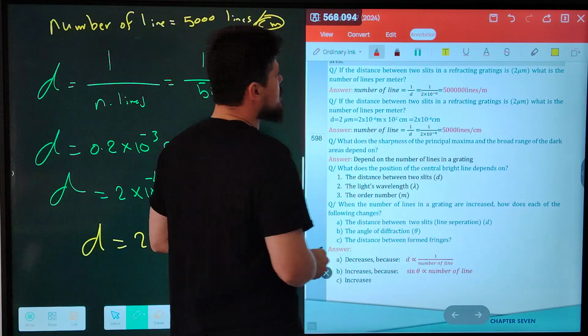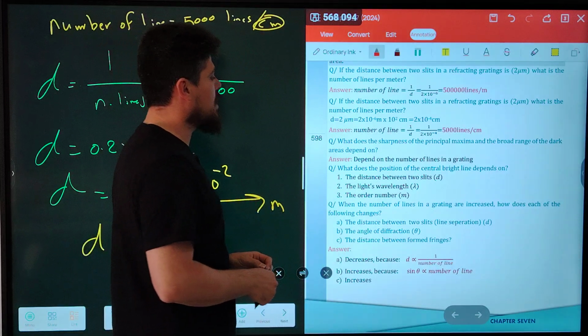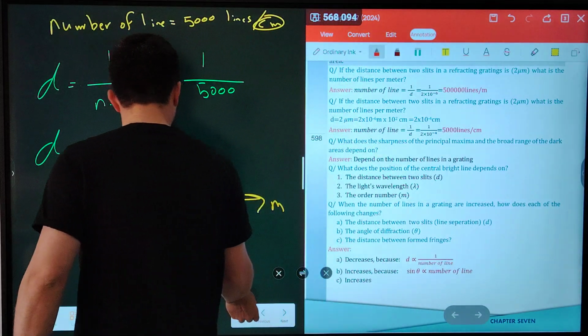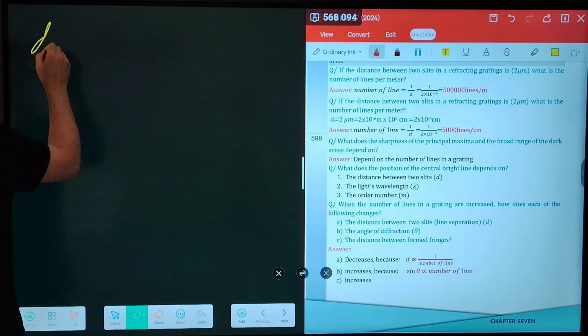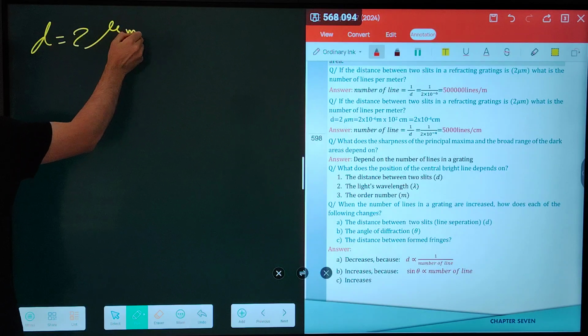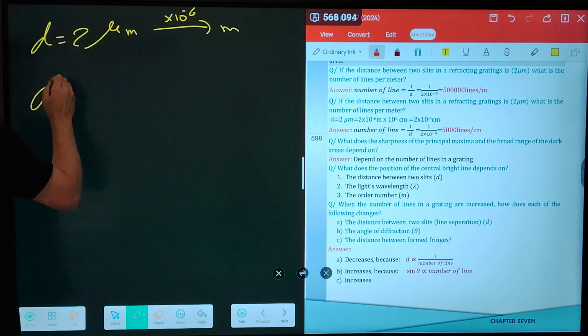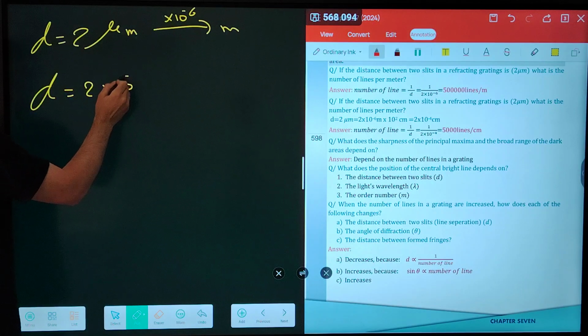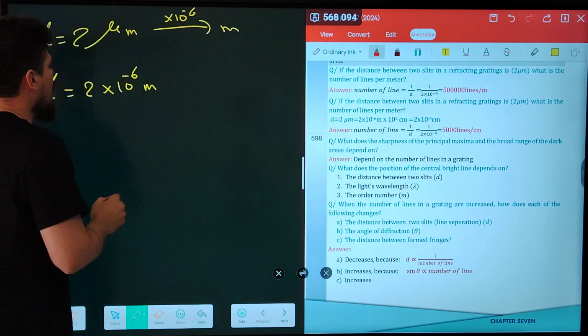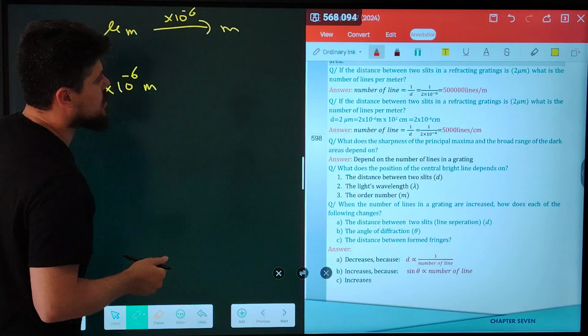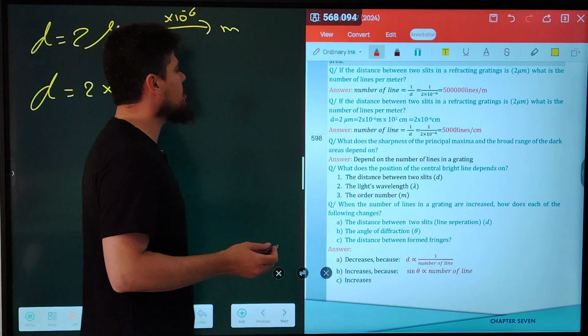If the distance between two slits in a diffraction grating is 2 micrometers, what is this? Distance between the slits is equal to 2 micrometers. Convert to meters: multiply by 10 to the power negative 6. 2 times 10 to the power negative 6 meters. How many lines do we have per meter? What is the number of lines per meter?